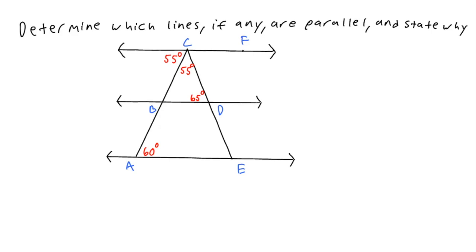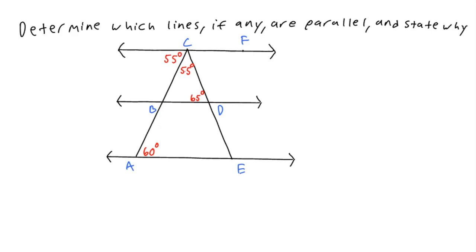Determine which lines, if any, are parallel and state why. So we have a little bit more going on in this example. Again, first thing we want to do is see, are there any special angle pairs? And we have to be careful because we have two transversals, AC and EC.